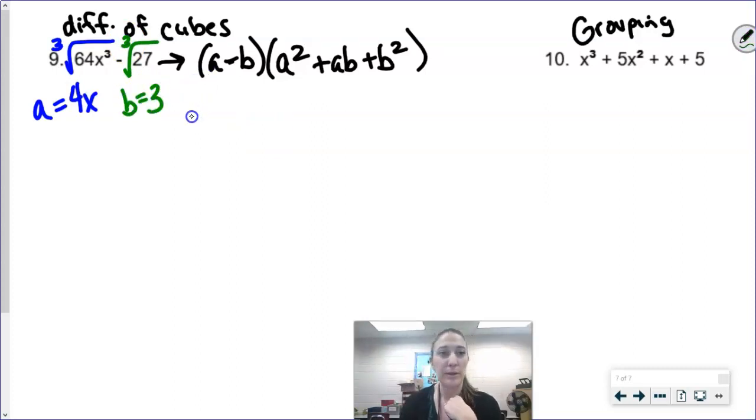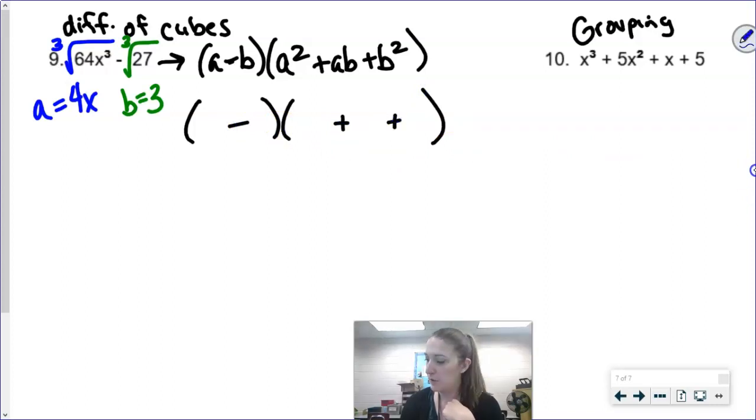So here we go, filling into the cubic pattern. I'm going to put my signs down though. All right, here we go. A minus B would be 4x minus 3. Be careful on this next part. Remember, a squared is like a times a. So 4x times 4x would be 16x squared.